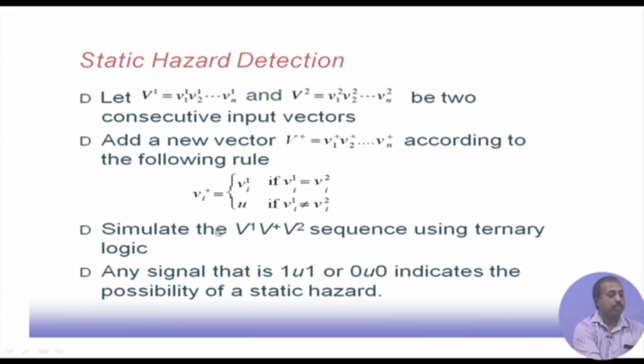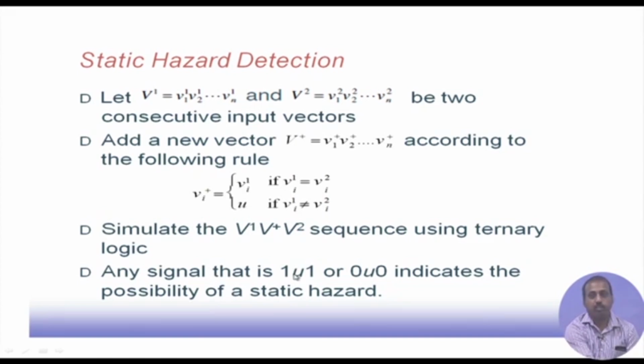Then we simulate this particular sequence of patterns: first V1, then V plus, the vector that we have created, and then V2. Since we have got U, the unknown value, into the picture, we have to do a ternary simulation. Once we are doing this ternary simulation, if we find that any signal value has this type of thing, 1 U 1 or 0 U 0, that means there is a possibility of a static hazard, because in between the value of the signal is becoming unknown.